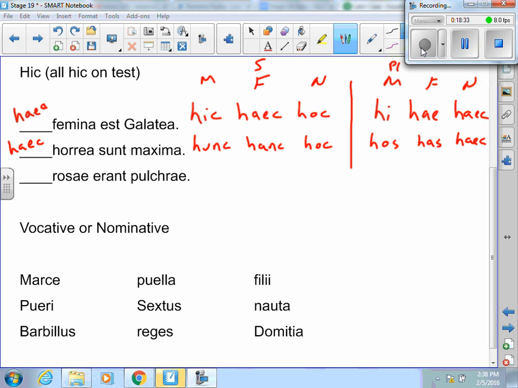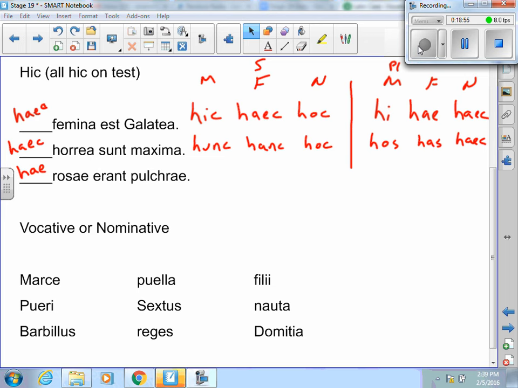There are 10 of these that are going to be asking you these blanks. They're going to put these blanks in here, and you're going to have to determine what noun it's going to modify. It's going to modify the noun after it, and then you're going to have to decide what case, number, and gender that noun is, and you're going to have to pick the same case, number, and gender of the hic form in order to get those right.